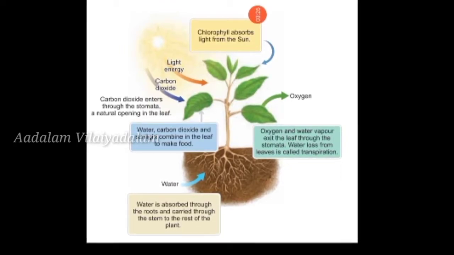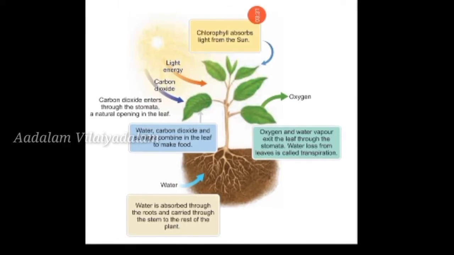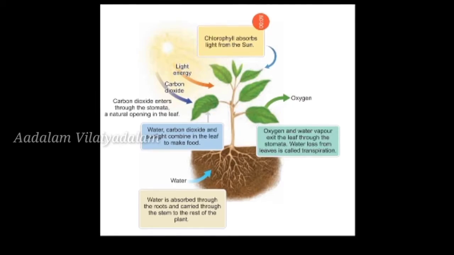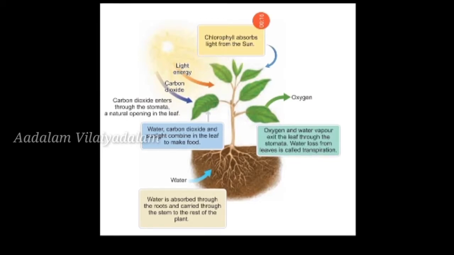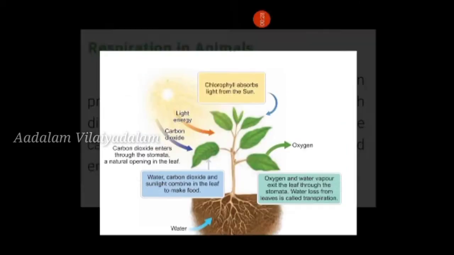So oxygen and water vapor exit the leaf through the stomata. Carbon dioxide, water and sunlight combine in the leaf to create food and oxygen. The plants release oxygen during photosynthesis, which is much more than the oxygen consumed by the plants during respiration. The whole process is called photosynthesis. Understood all of you? So the next topic, respiration.